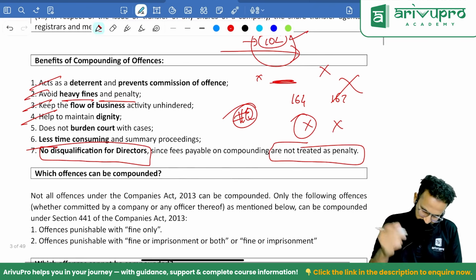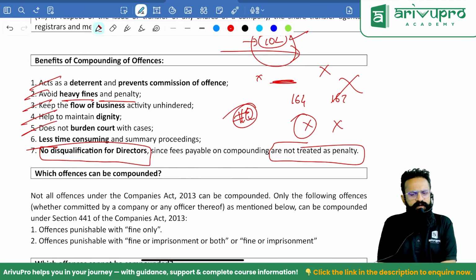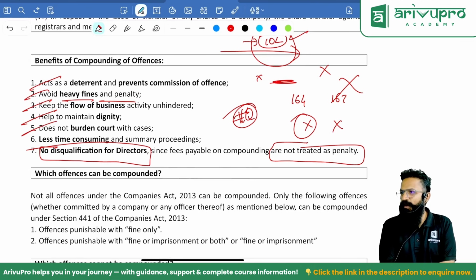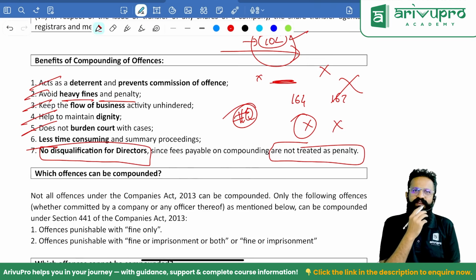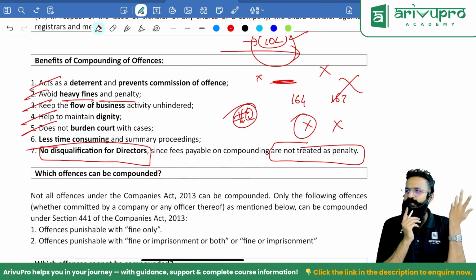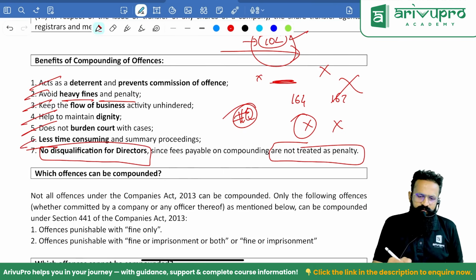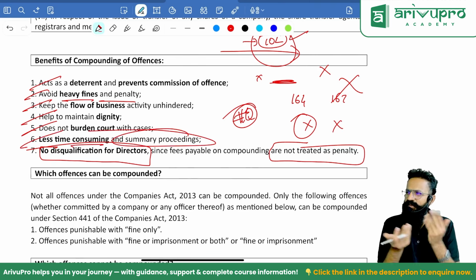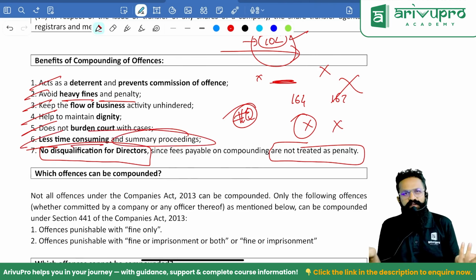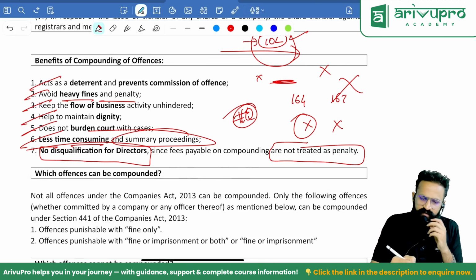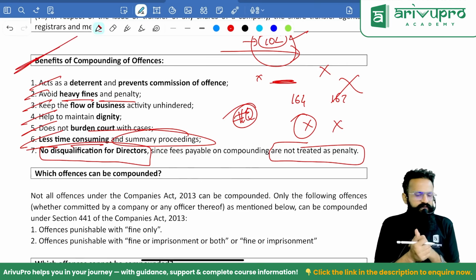Yes? Okay, next one. Does not burden courts with cases. Agreed? Because of compounding, at least those 5 cases, 10 cases do not have to be proven, not going under trial, nothing. I am only coming and agreeing. Then what's the problem? Next one, less time consuming and summary proceedings. That means time consumption is less. It will not go to 6 months and all. You agree, you accept, you are done. And summary proceedings. So these are the benefits of compounding of offences.